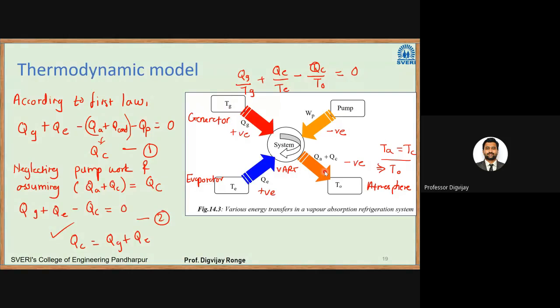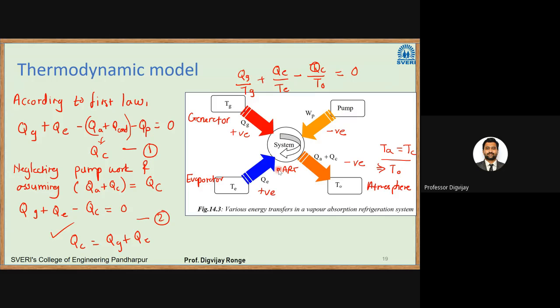Then we have QA, heat released in the absorber, and QC, the heat released in the condenser, which is at the temperature TO. Here it is assumed that the temperatures of the absorber and the condenser are the same. If they are different, we can consider that also. But for simplicity, we have considered the temperature of the absorber and the temperature of the condenser as the same, that is TO.